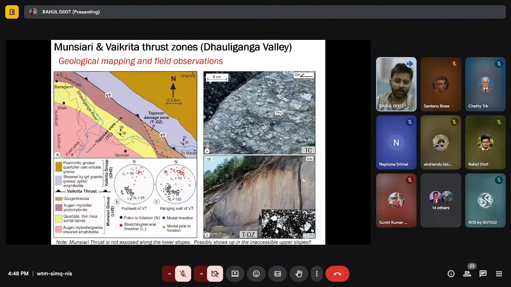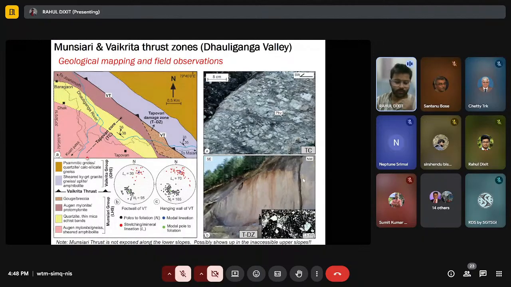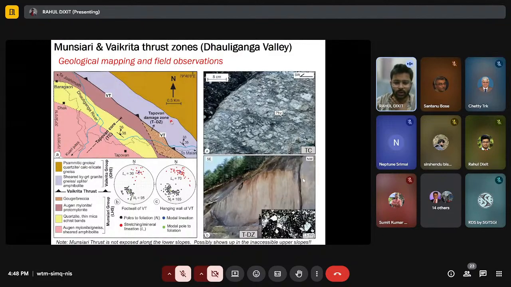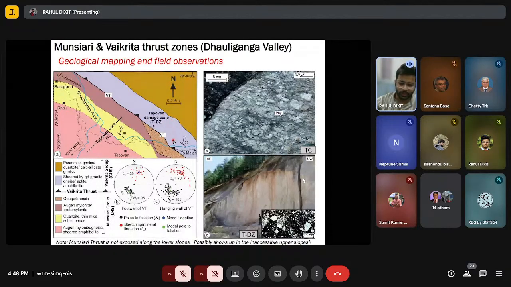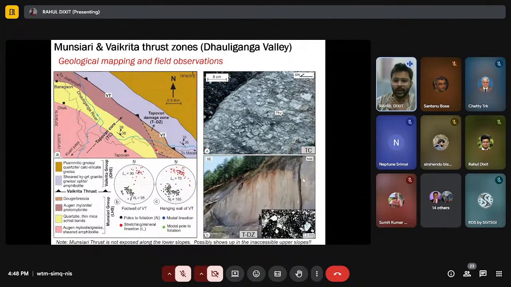Now, similarly, we did the mapping in the Dhauli Ganga Valley also. Unfortunately, in the Dhauli Ganga Valley, the Munshari thrust does not get exposed along the road section, whereas it gets exposed somewhere in the higher elevations, which was inaccessible to us. But we could identify the Vakrita thrust zone here, and contrary to the previous two valleys where the Vakrita thrust zone was present either as a very high strain zone or as a ductile shear zone, in this valley the Vakrita thrust zone is exposed as a fault gouge zone.